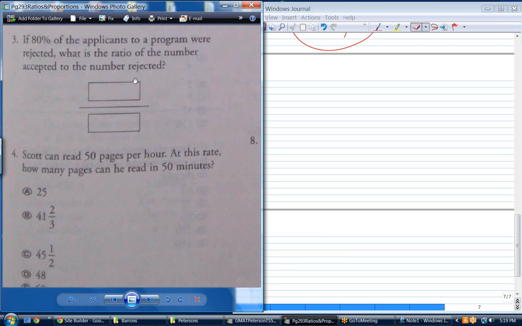Yeah, all right, number 3 is a good one. If 80% of the applicants to a program were rejected, what is the ratio of the number accepted to the number rejected? I mean, it would be 20 over 80. That's right, 1 to 4.